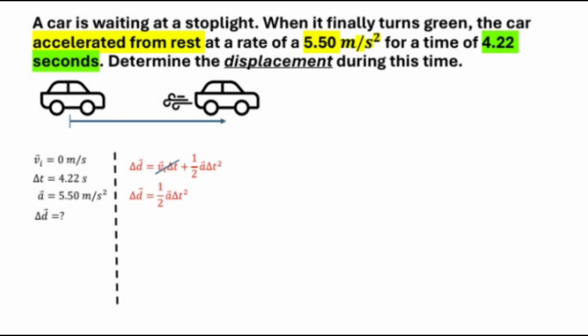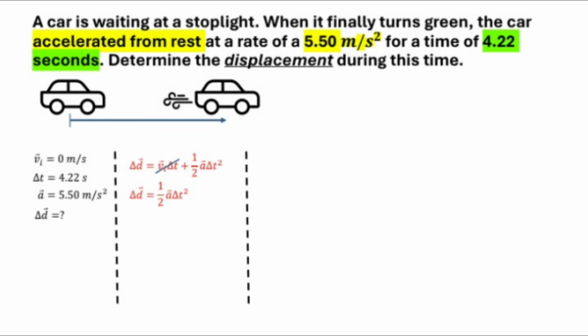Then let's rewrite the formula. We found that delta D is equal to 1/2 a delta T squared. That is the only formula that we can utilize in this situation. We are almost done. What we gotta do is substitution.